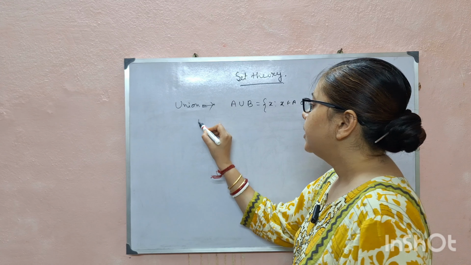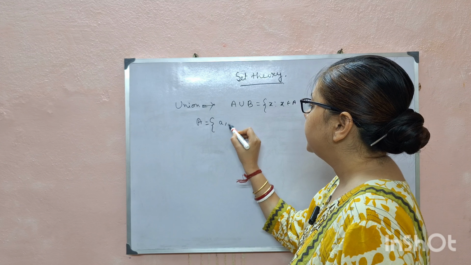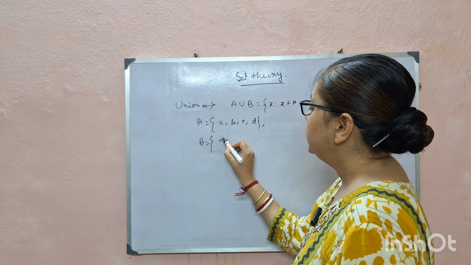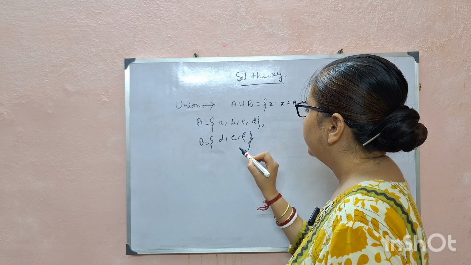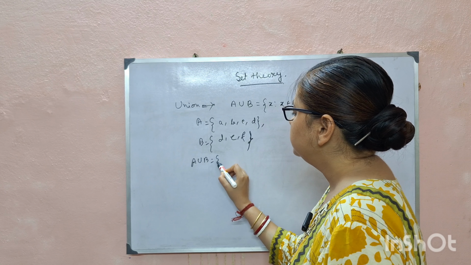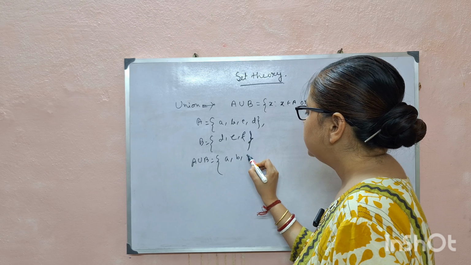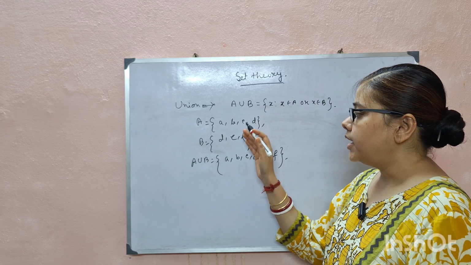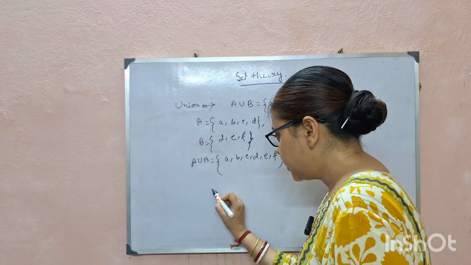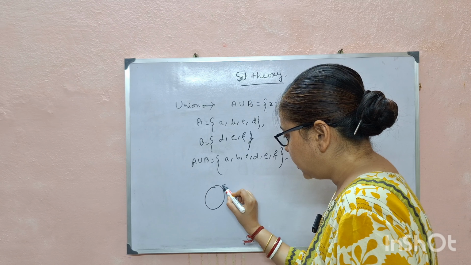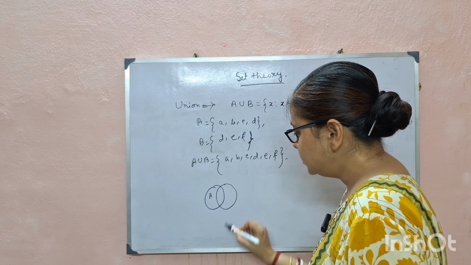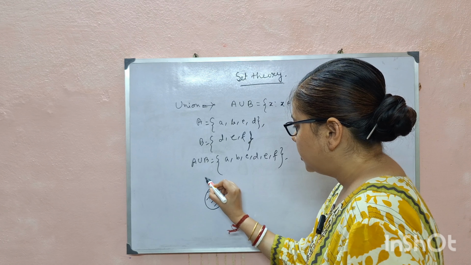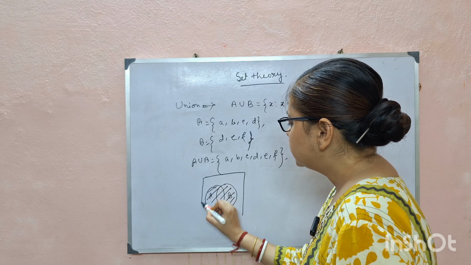For example, if I say A is {A, B, C, D}, and B is {D, E, F}, then A union B will be equal to {A, B, C, D, E, F}. So you take all the elements from A and B and you will get A union B. In a Venn diagram it is like that. If A is this set, B is this set, then A union B will be this region, and this is a subset of the universal set U.